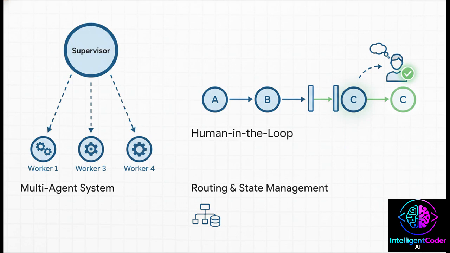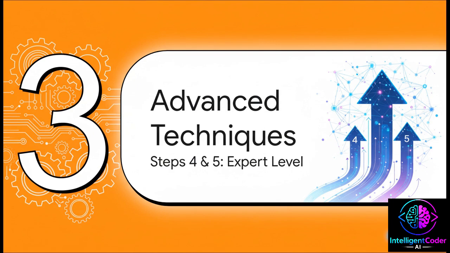Imagine having a supervisor agent whose only job is to break down a big problem and hand out smaller tasks to a team of worker agents, each with its own specialty. Or, and this is super important, you can build in a human in the loop, like an approval step where the agent has to stop and get a yes from a real person before doing something critical. The key takeaway here is that you are still the architect. You're in control.